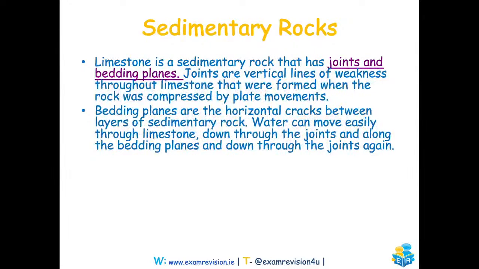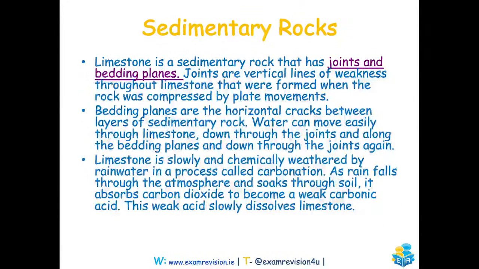Water can easily move down through limestone, down through the joints, along the bedding planes, and then down through the joints again. Limestone is slowly and chemically weathered by rainwater, and this process is known as carbonation. Okay, so an important process, carbonation. So what is carbonation? Well, as rainwater falls through the atmosphere and soaks through soil, it absorbs CO2, so carbon dioxide. And when the rainwater mixes with the carbon dioxide, it then becomes a weak carbonic acid. Okay, so it becomes a weak carbonic acid.